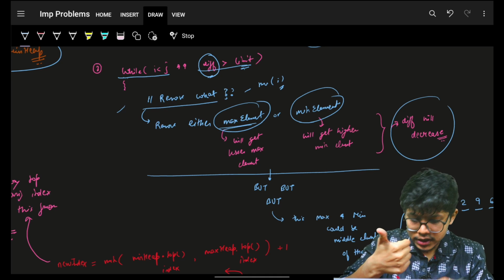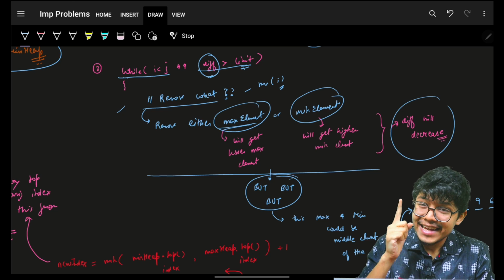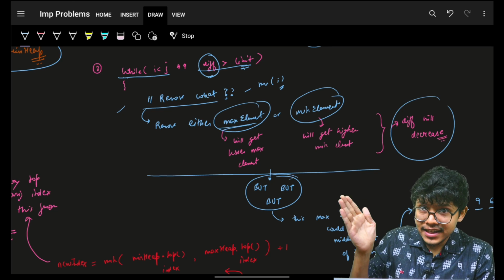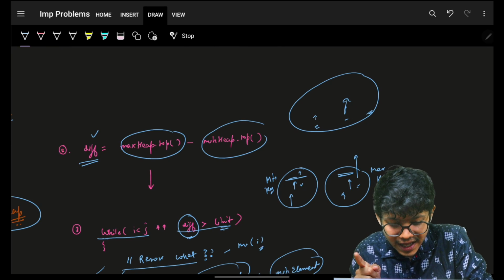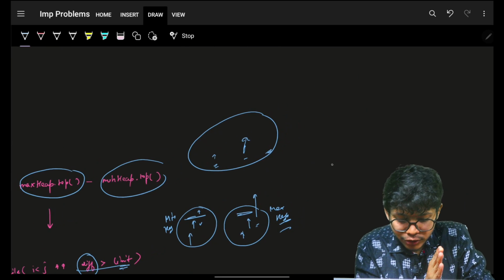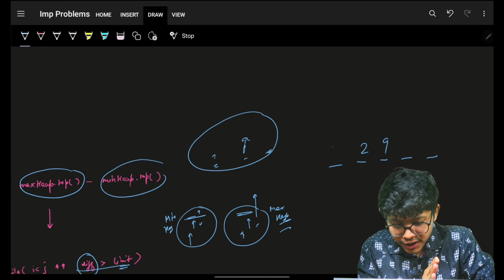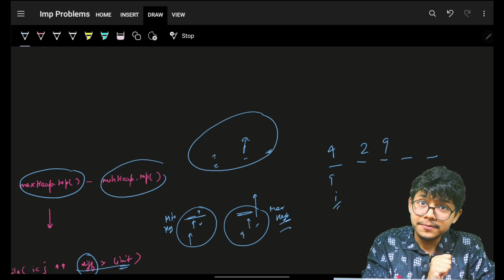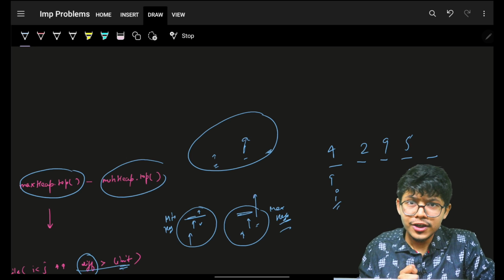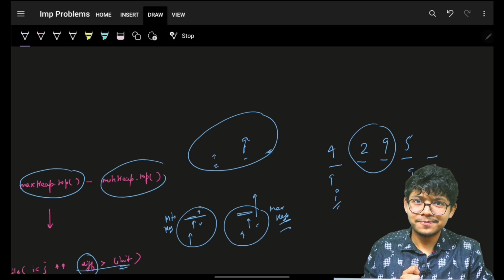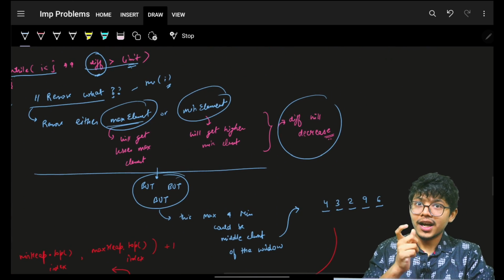That's good. But is it nums of I? No. Nums of I was the I, the extreme left. I told you again, this min and max could be the middle elements also. So it could have happened that it is 2, it is 9. Your nums of I was ideally here, your I was ideally here, and let's see your j is here, so let's say it is 5. This is your min and max. But ideally, you should remove this also, right? Yeah, that's the issue. How to handle this?